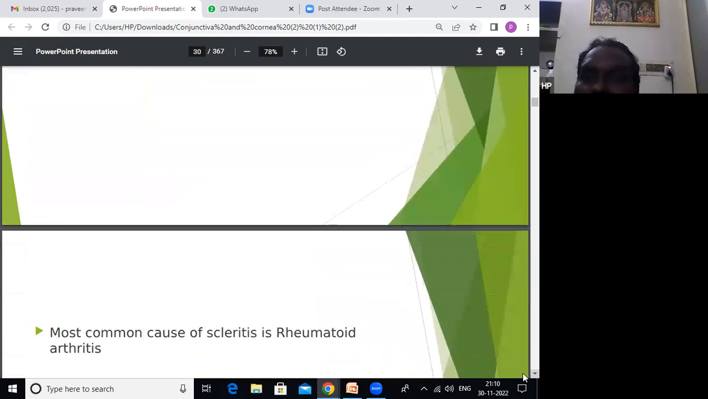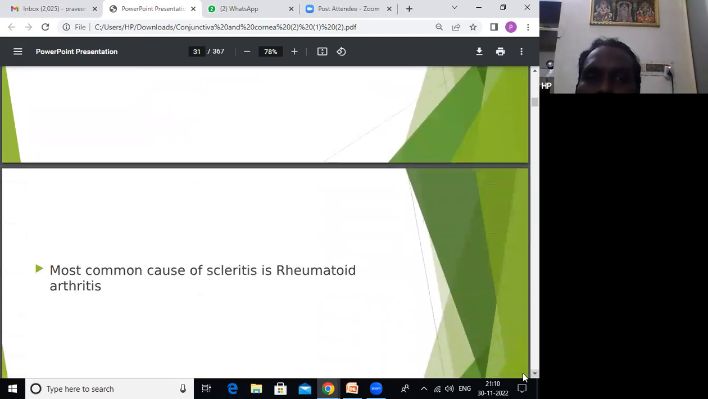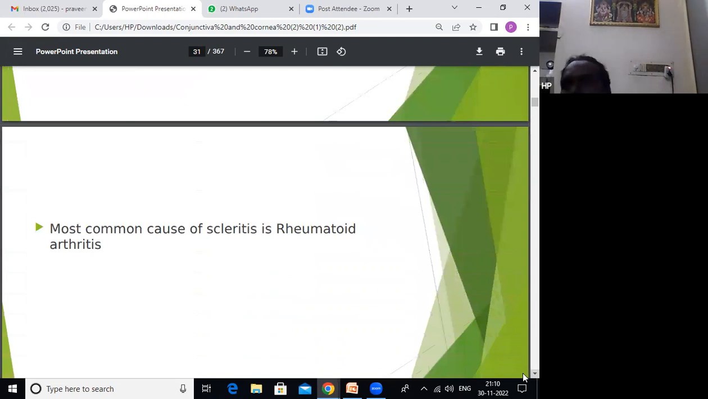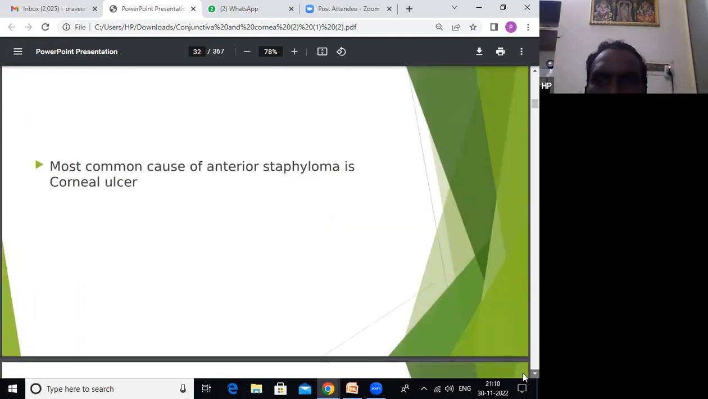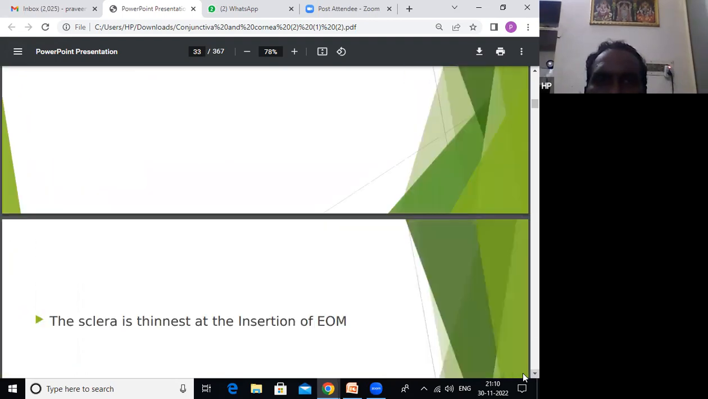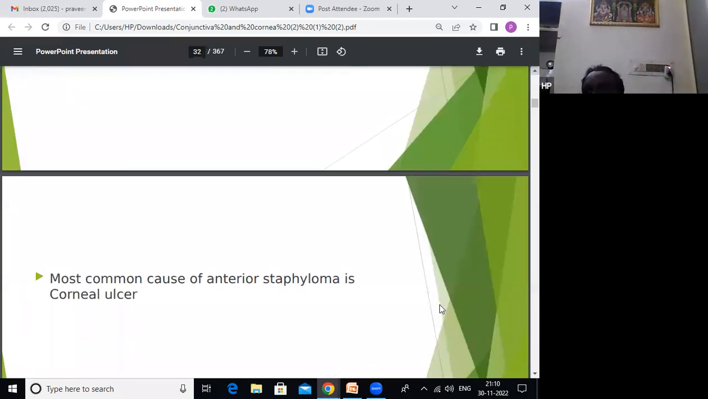Okay, next we'll go into the sclera, the most important topic in sclera. What's the most common cause of scleritis? This is a repeated question. Most common cause of scleritis is rheumatoid arthritis. Most common cause of anterior staphyloma is perforated corneal ulcer. Most common cause of posterior staphyloma is high myopia.